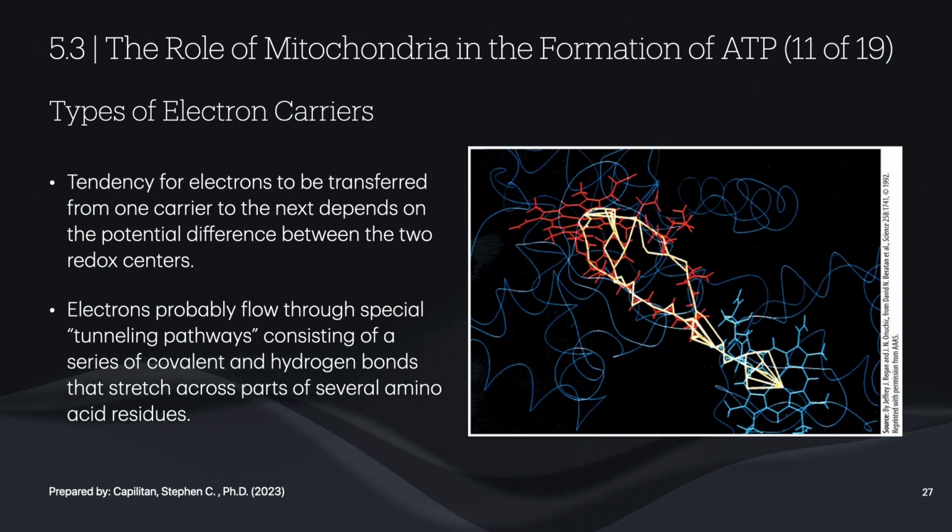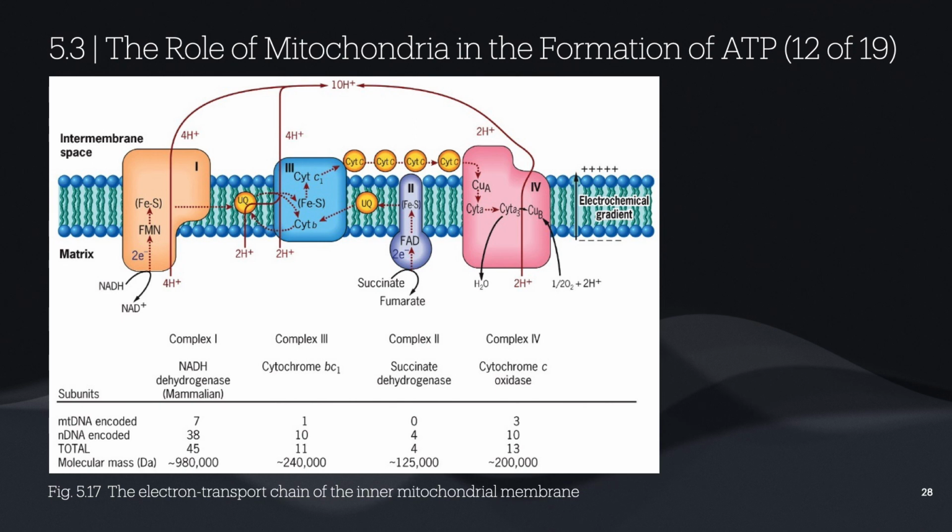The tendency for electrons to be transferred from one carrier to the next depends on the potential difference between the two redox centers. Electrons are probably flowing through special tunneling pathways, which consist of a series of covalent and hydrogen bonds that stretch across parts of several amino acid residues, showing you the figure of an electron tunneling pathway for the yeast cytochrome C peroxidase complex. That figure is the electron tunneling pathways. Now we move forward with the electron transport chain of the inner mitochondrial membrane.